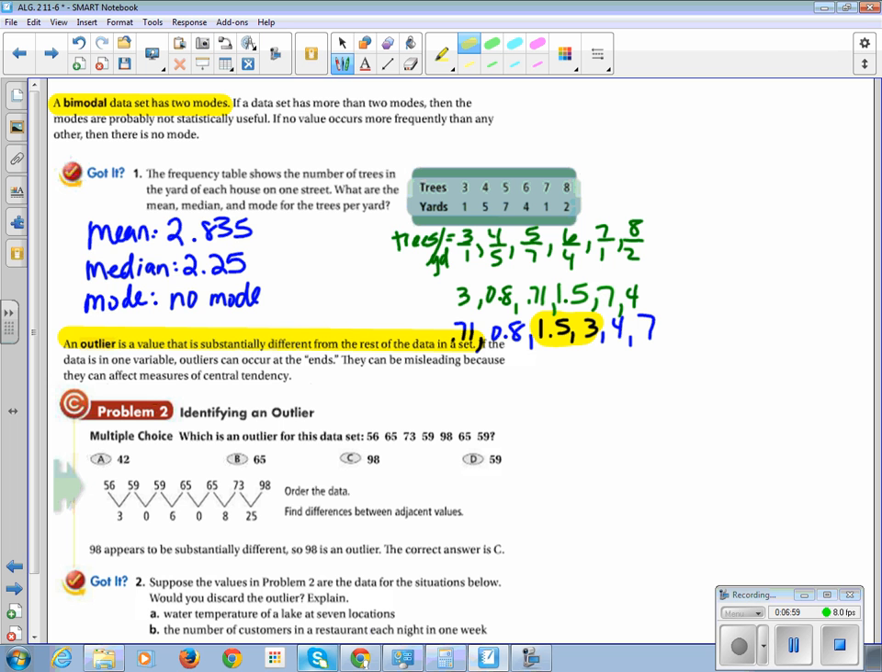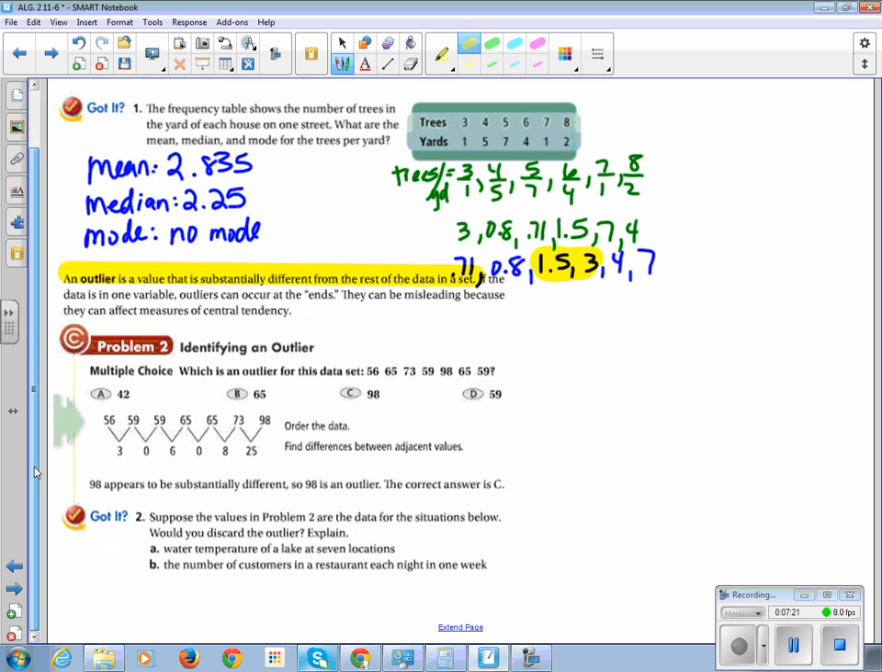If the data is in one variable, outliers can occur at the ends. They can be misleading because they can affect the measures of central tendencies. Right now, it's just important to write down what an outlier is. All right, so the first step in identifying an outlier is to order the data. And the second step is to find the differences between each of the values.